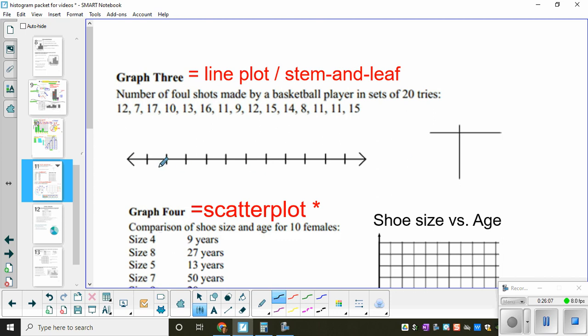Now that being said, on the number line, if we start here at the 7, we can see that the smallest number in our data set here is a 7. And we need to get the number line all the way up to, it looks like the highest number here is a 17. So if we just go by ones, so 7, then 8, go ahead and put this down with me. 9, 10, 11, 12, and so on.